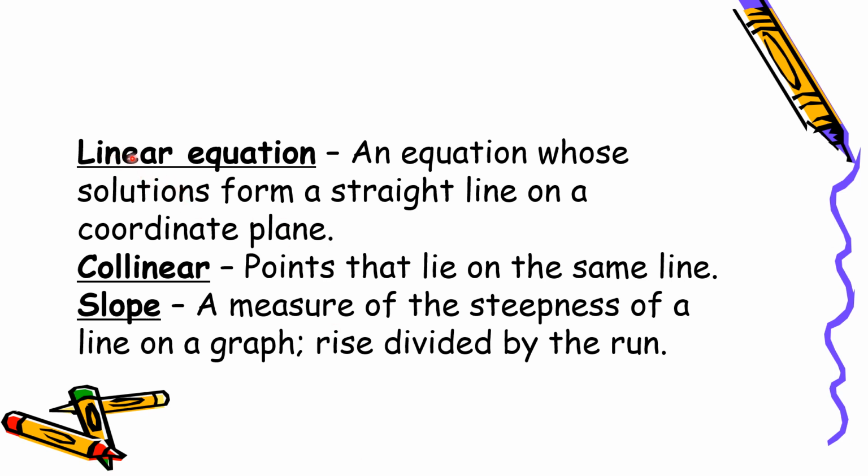A linear equation is an equation whose solutions form a straight line on a coordinate plane. So a linear equation is just a straight line, and we will deal with that. Collinear points are points that lie on the same line. Of course, we will study that more when we get to geometry in the third quarter. And the slope is a measure of the steepness of a line on a graph, that's rise divided by the run.